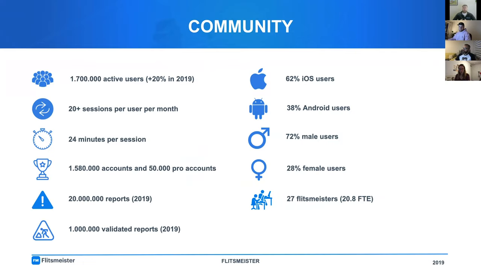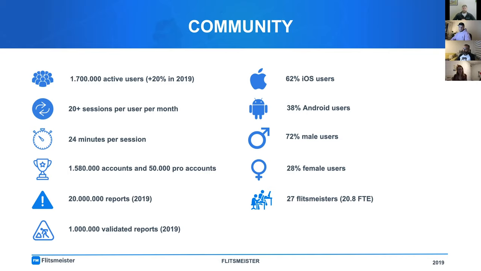So how about our community? Because our traffic information comes from the community. We need all the people who are using the app to get this information. We now have 1.7 million active users. That's a 20% increase from last year. And most users have 20 or more sessions per month. So they basically use it every working day. The average is 24 minutes per session.